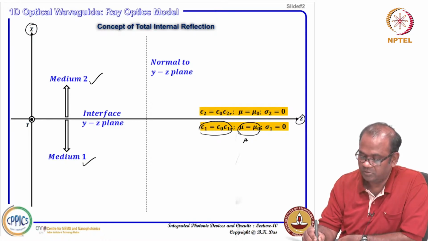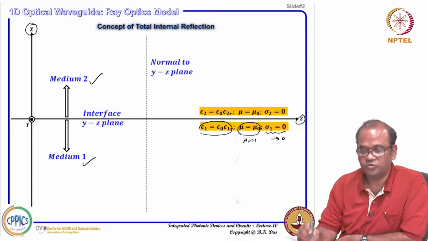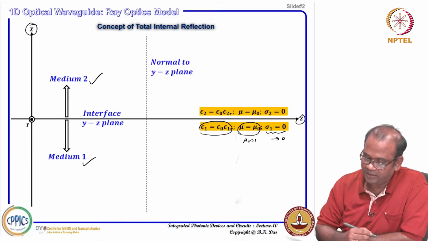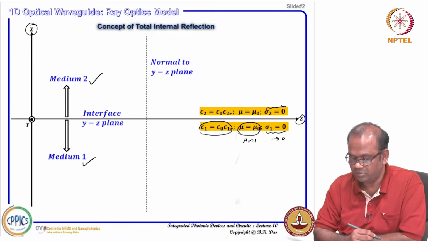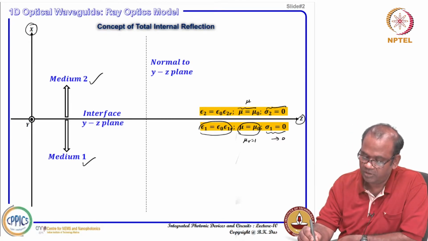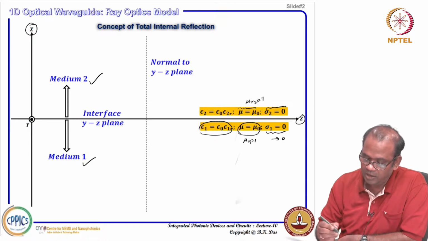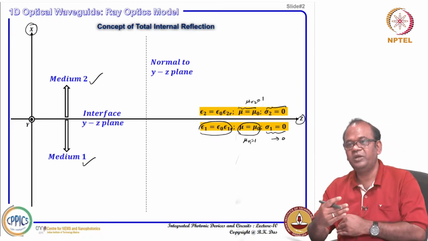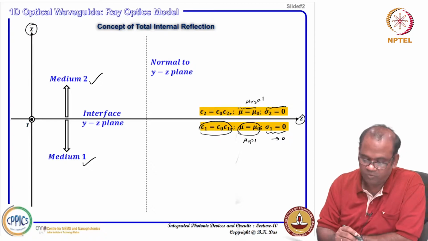So, mu r equal to 1, and a dielectric material where we can consider the conductivity tends to 0, very low. Similarly, we consider another dielectric medium 2, where sigma 2 also tends to 0, non-magnetic. So, mu r1, mu r2 are also equal to 1, and the permittivity is epsilon 0 epsilon 2r. So, that is how we can define two media, and they are meeting at the yz plane.